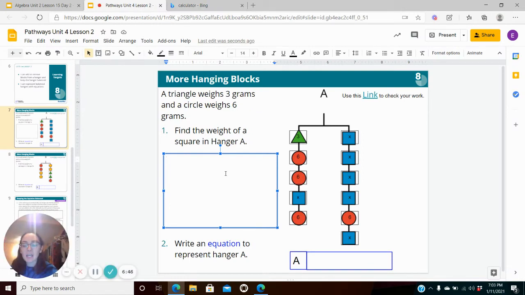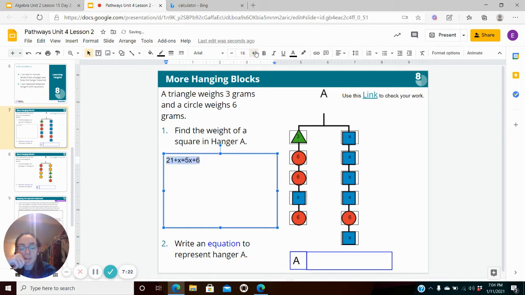So I can say 21 plus, but I have an x here, plus x is going to be equal to, because it's flat on top here, that means we can use that equal sign in between them. Then if I look at the other side, I have 1, 2, 3, 4, 5x, so 5x, plus this one circle that we know is equal to 6.